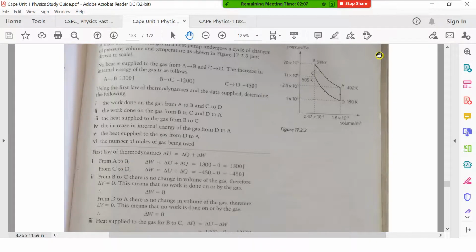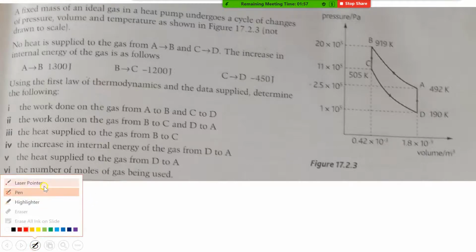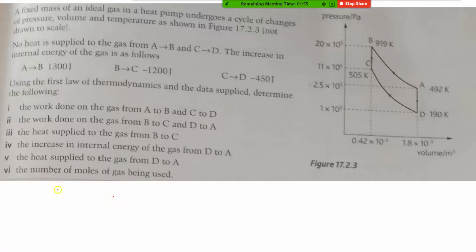All right. So we're not going to use this because it's going to be a little bit harder to use. What we can do is use the overall first law of thermodynamics equation, which says that U is equal to Q plus W. We want to find W, so we just transpose. So W will be equal to U minus Q.